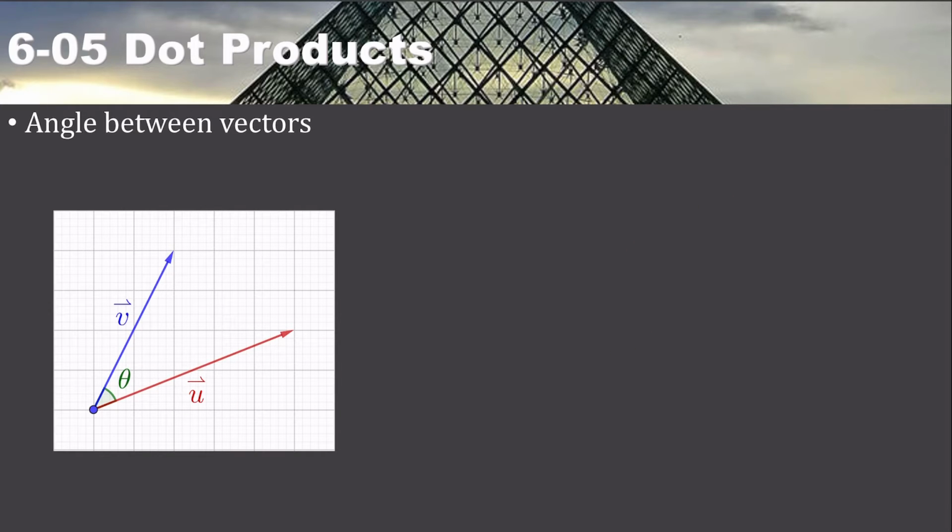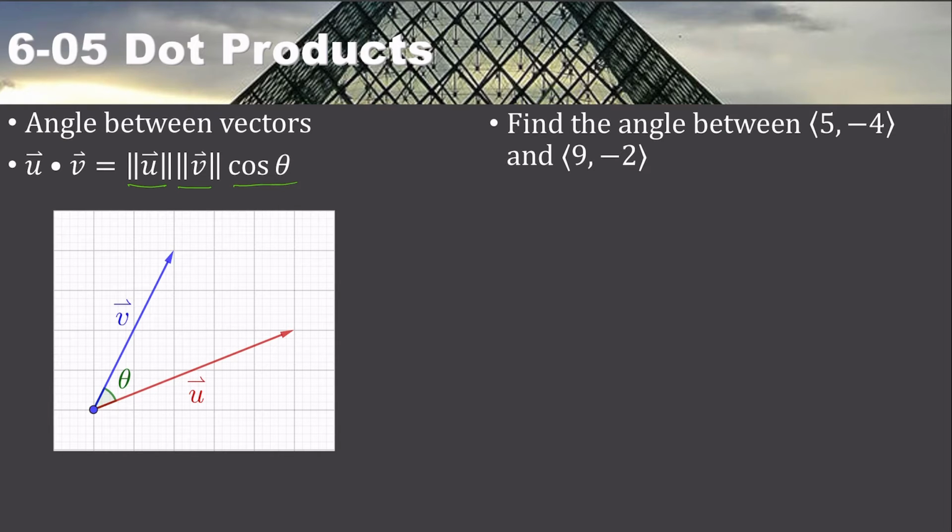You can use the dot product to find the angle between two vectors, because it turns out that the dot product is also the magnitude of u times the magnitude of v times cosine of the angle between them. So let's find the angle between the vectors 5, negative 4 and 9, negative 2.